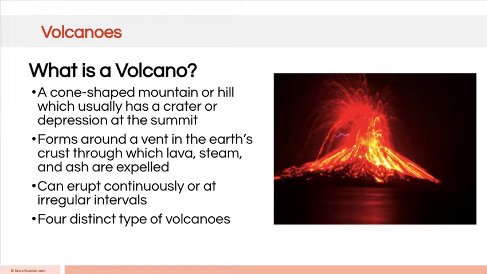First and foremost, let's talk about what a volcano is. A volcano is a cone-shaped mountain or hill that has a crater or a depression at the summit. The summit is simply another way of saying the top of the volcano. A volcano forms around a vent in the Earth's crust where lava, steam, and ash are expelled. A volcano can erupt continuously or it can erupt at irregular intervals, meaning it can have bursts of lava being shot up out of the volcano. And then again, there are 4 types of volcanoes.